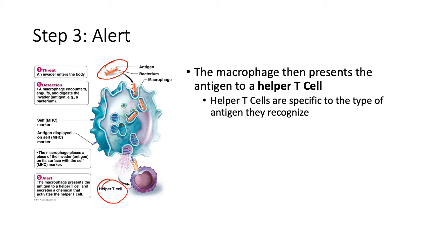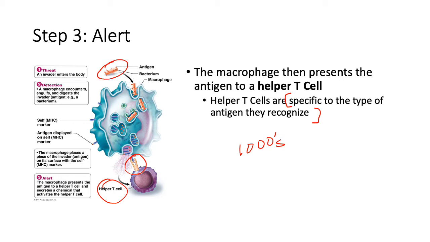And so at this point now, those helper T cells, which just like the previous cells we've talked about, are specific to the type of antigen they recognize, that's now where they can mount an alarm. Again, it's important to remember that there are thousands of different types of helper T cells that exist in our body, because they have receptors on their surface which bind only to specific antigens.